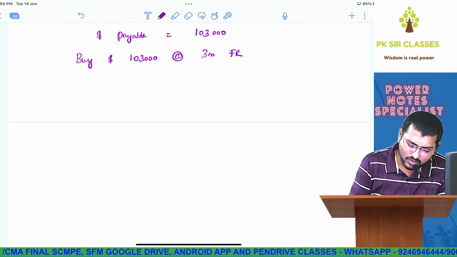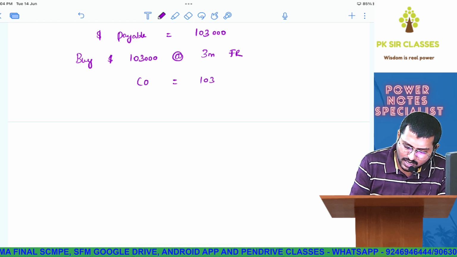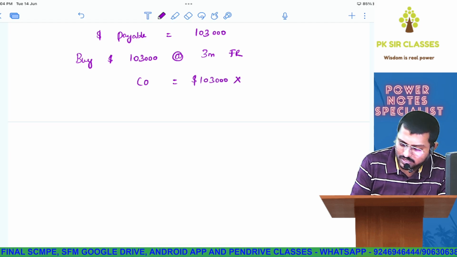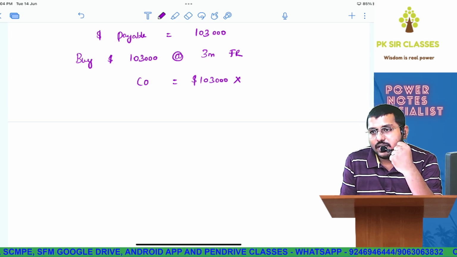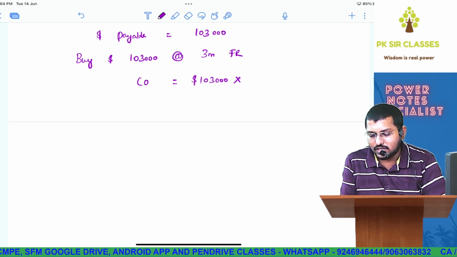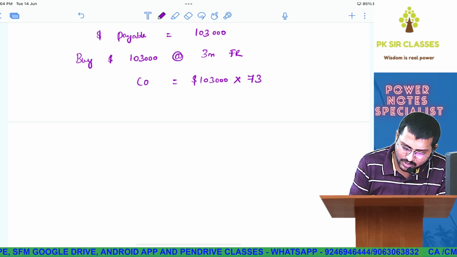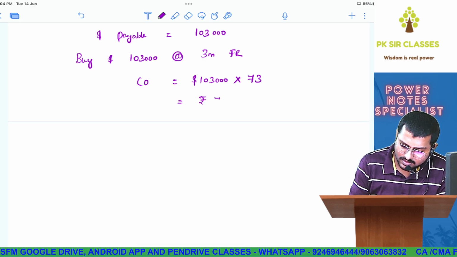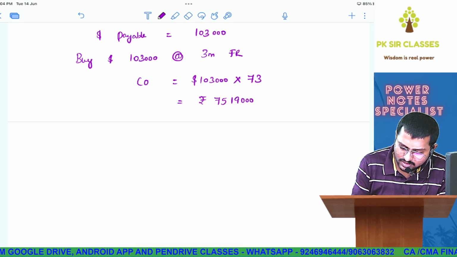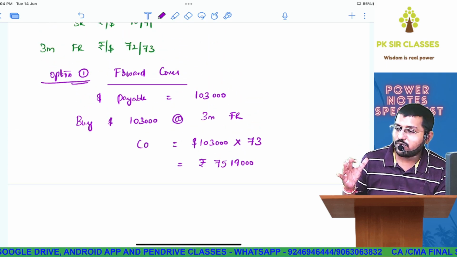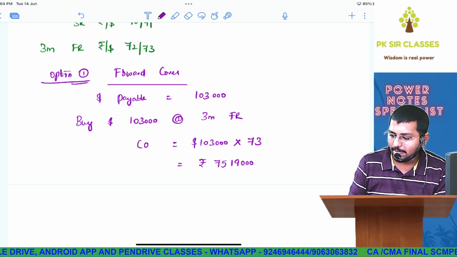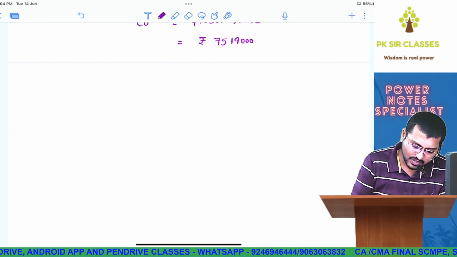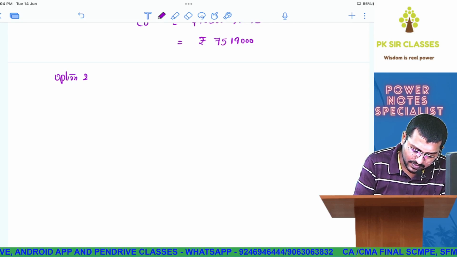So cash outflow will be $1,03,000 into what is 3 months forward rate? You will be buying dollars, correct? So bank will be selling dollars after 3 months. What is the rate? 73. How much you get? 75 lakh 19,000 outflow for you ultimately in this import option. Got the point? What is the next option we have got?